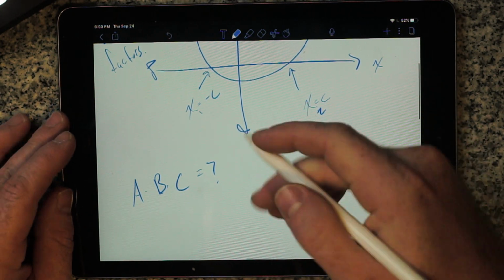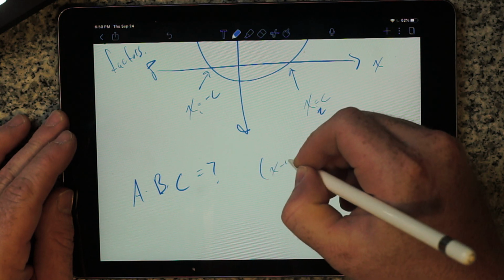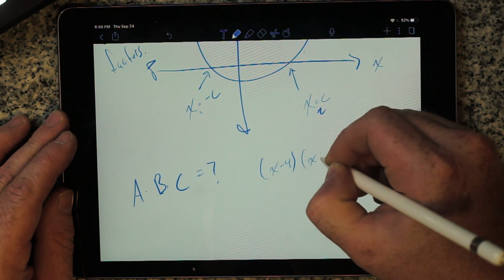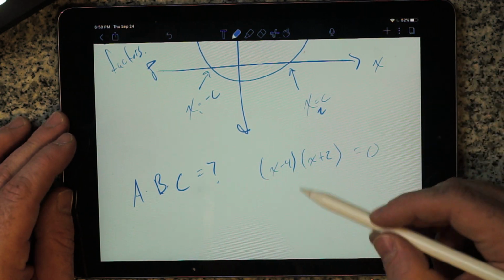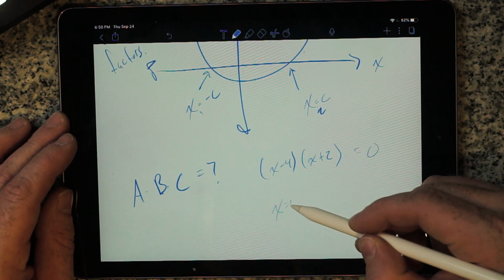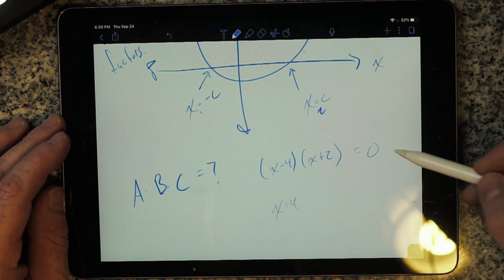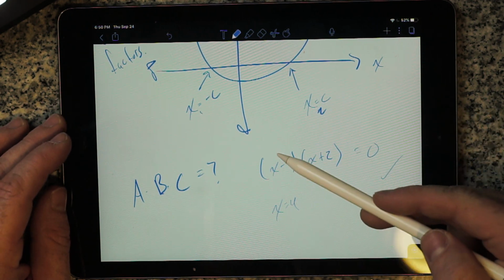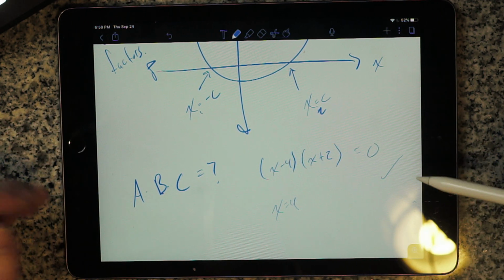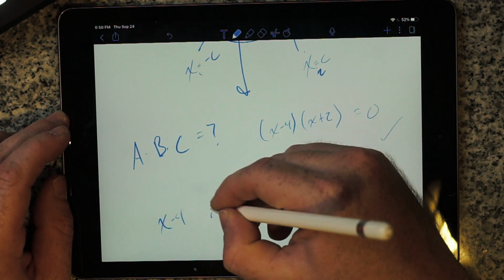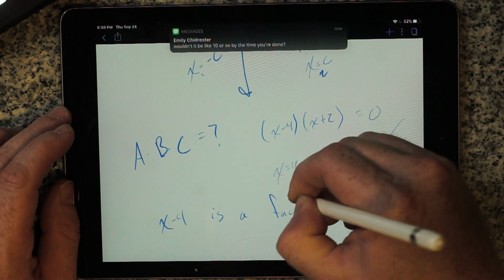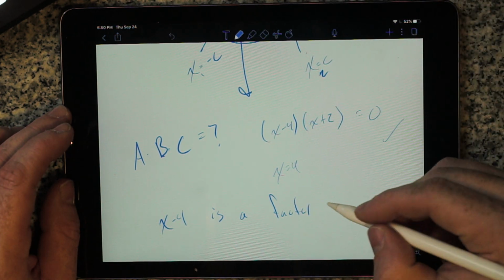And that's where we can say something like, if we ended up with x minus 4 times x plus 2 equals 0, I'm just making this up at this point, that would mean that x equals 4. If you plug that into the equation, we would get a true statement, because you'd get a 0 here, and 0 times anything would give you 0. So that is what we're saying when we're saying that x minus 4 is a factor of this polynomial.